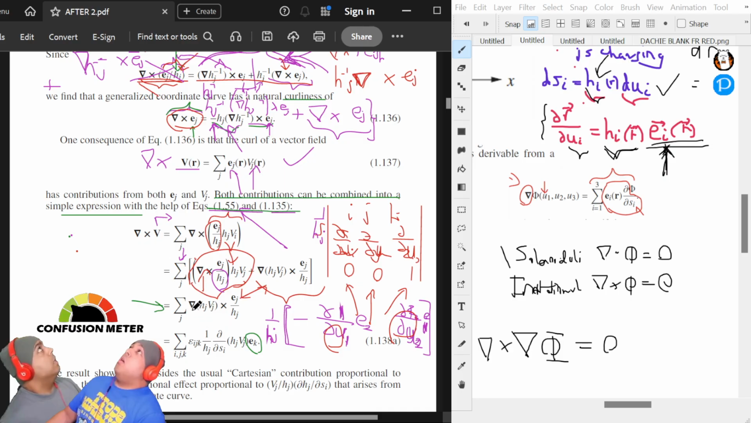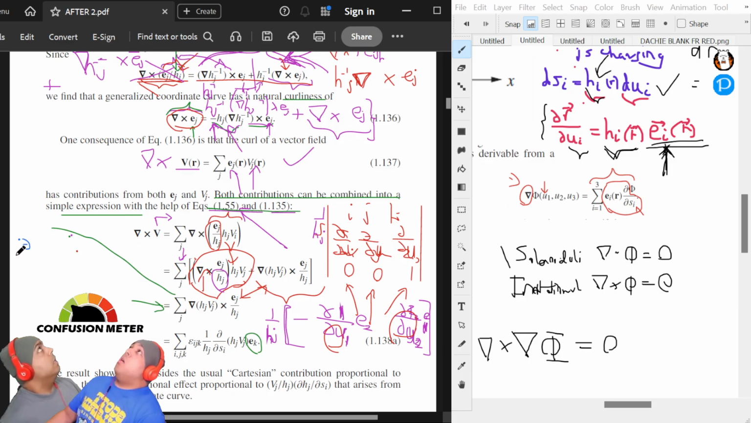Why are we changing this to... Hmm. I don't like this. I don't like this. I'll do it my way and then I'll do it the two ways to see what's going on here.